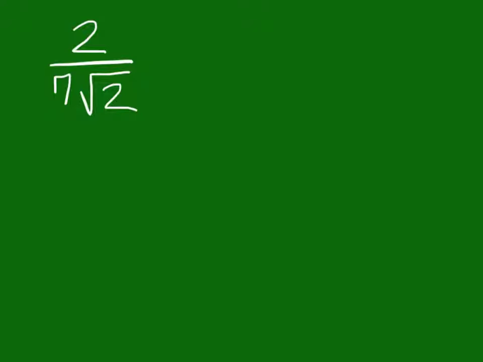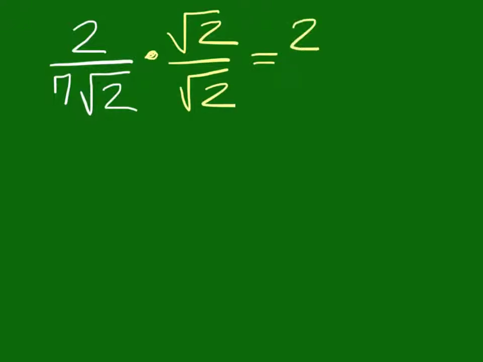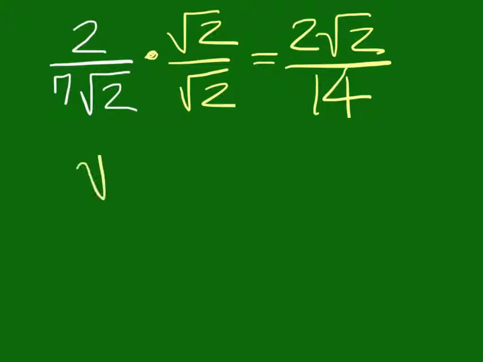Example number 4, what do I have to do on this? Yeah, multiply by square root of 2 over 2, and it's going to be 2 square root of 2 over, what's eventually going to be left on the bottom? 14, right. And can I reduce? Square root of 2 over 7, because you can cancel out the 2 and the 14 to 1 over 7.